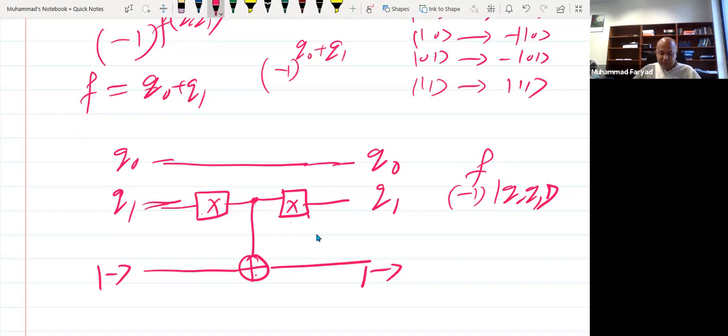This, by the way, is called an ancilla bit. It's doing nothing in the sense that it is in minus state and remains in minus state, but these bits are changing, that is, their phase is changing.